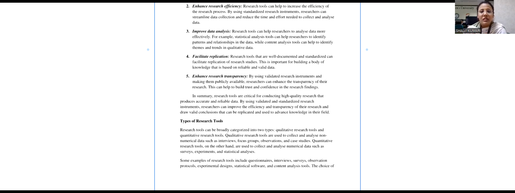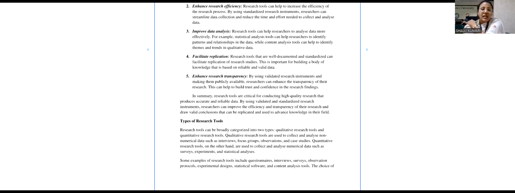So research tools are critical for conducting high quality research that produces accurate and reliable data. By using validated and standardized research instruments, researchers can improve the efficacy and transparency of their research and draw valid conclusions that can be replicated and used to advance knowledge in their field.